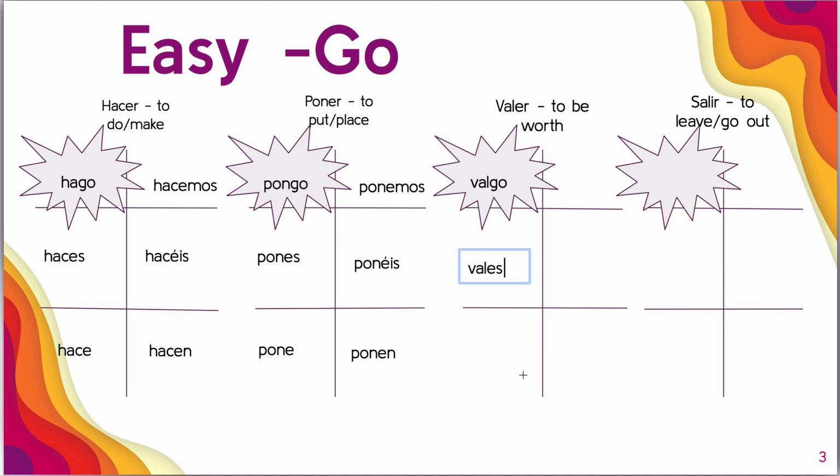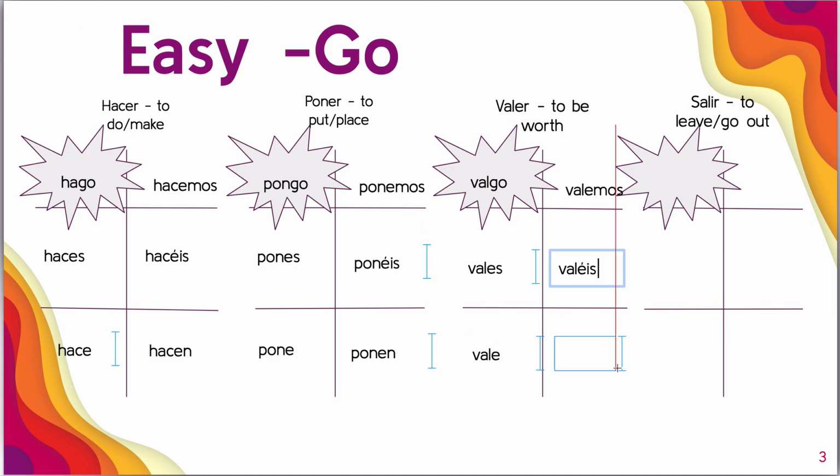The usted is going to be vale. The nosotros is going to be valemos. Whoops. Let's try that again. Valemos. There we go. Vosotros will have an accent on the E, so it is valéis. And then the ustedes form is valen.